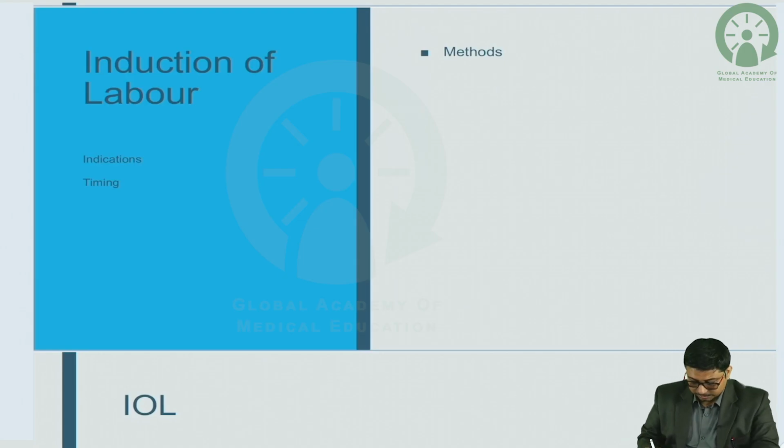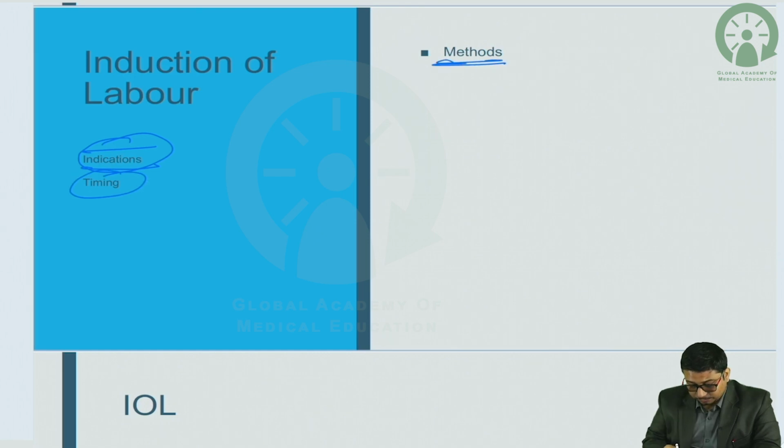Induction of labor is a very small but important topic in obstetrics. So we have seen the indications so far in our discussion, like when do we induce a baby: in preeclampsia, some at 30 weeks, some at 34 weeks, some at 32 weeks. In gestational diabetes also there are certain indications, and in terminating a pregnancy. So that is all about timing and indication.